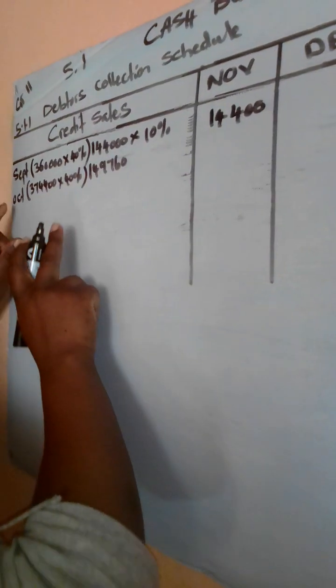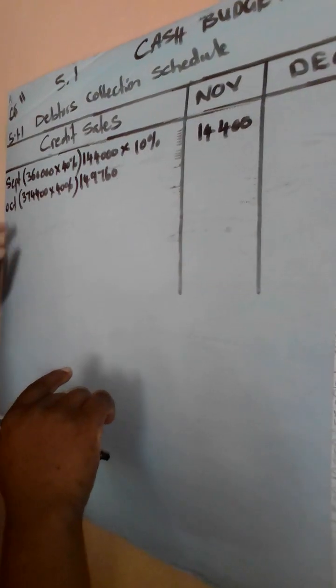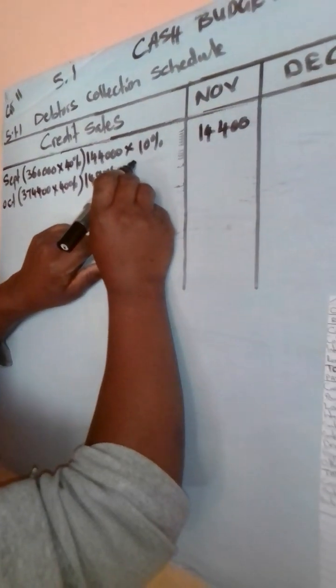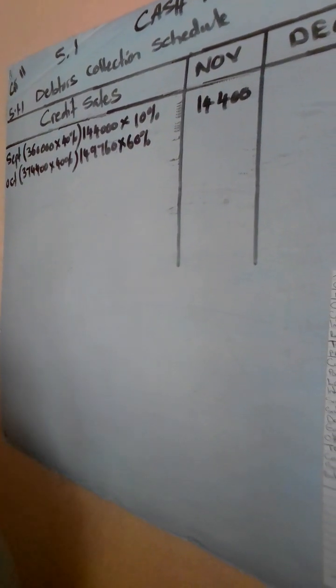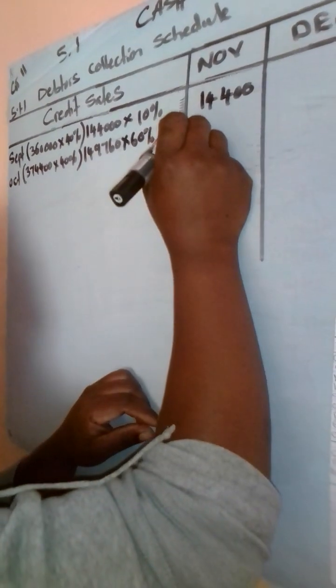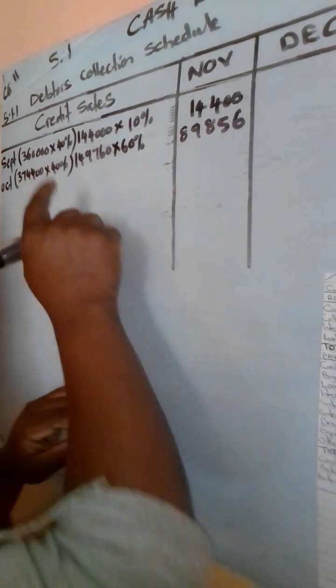So we apply the same policy, 25% in the same month of October. 1 month from October, we are in November, and 60% pay after 1 month. So we are going to multiply by 60%, which is going to be collected in November. 60% of 149,760 will give us 89,856.